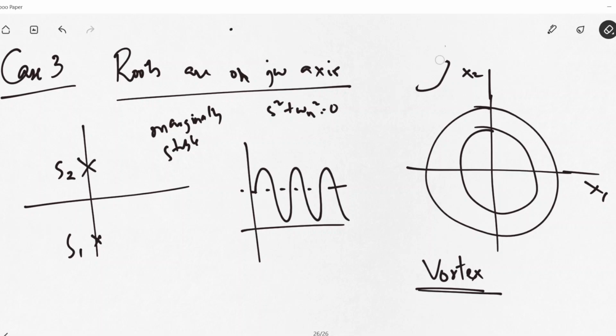So for now, what you need to remember is if you have a pair of complex conjugate roots on the j omega axis, it's a marginally stable system. That means its response is undamped, oscillatory, and in the phase portrait we'll be obtaining circular paths, and this equilibrium point will be referred to as a vortex. Now this is a marginally stable system.